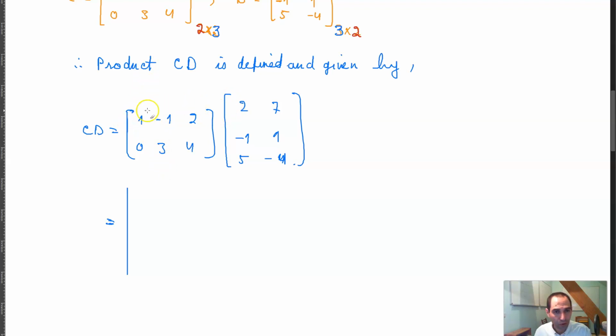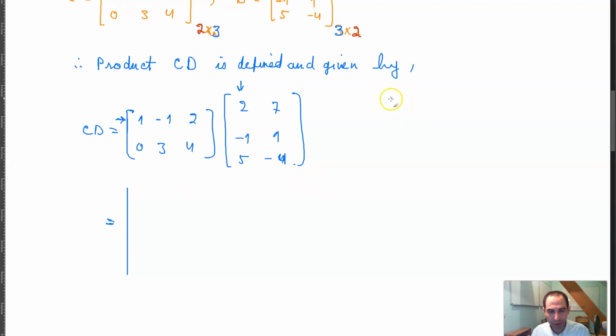Now, in order to know what you're doing, what you can do is that first you need to take this first row and multiply it by this first column. So you can put a mark over here and a mark over here. That means that this row is being multiplied by this column. And then, of course, you know that you have to write it up here, right?